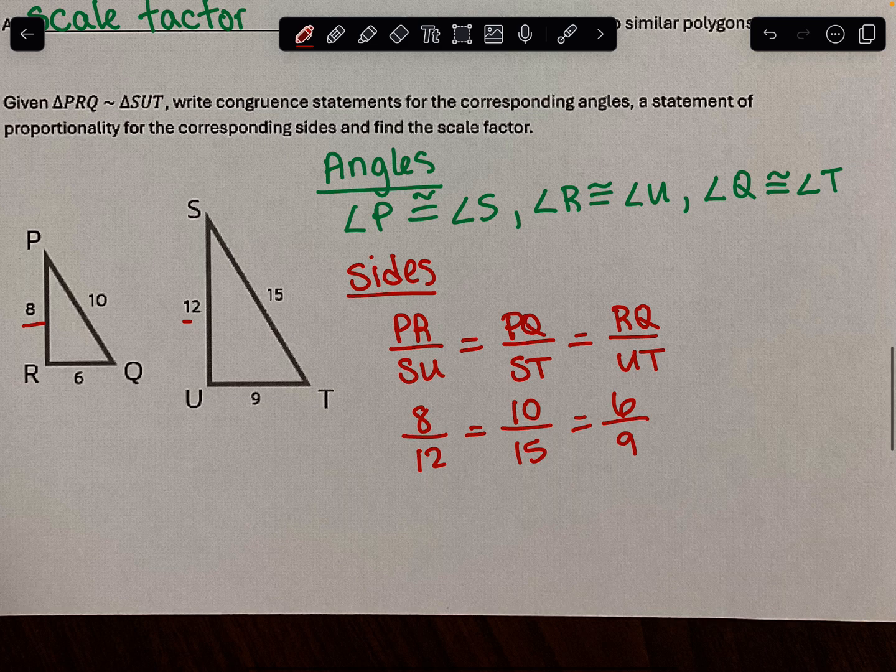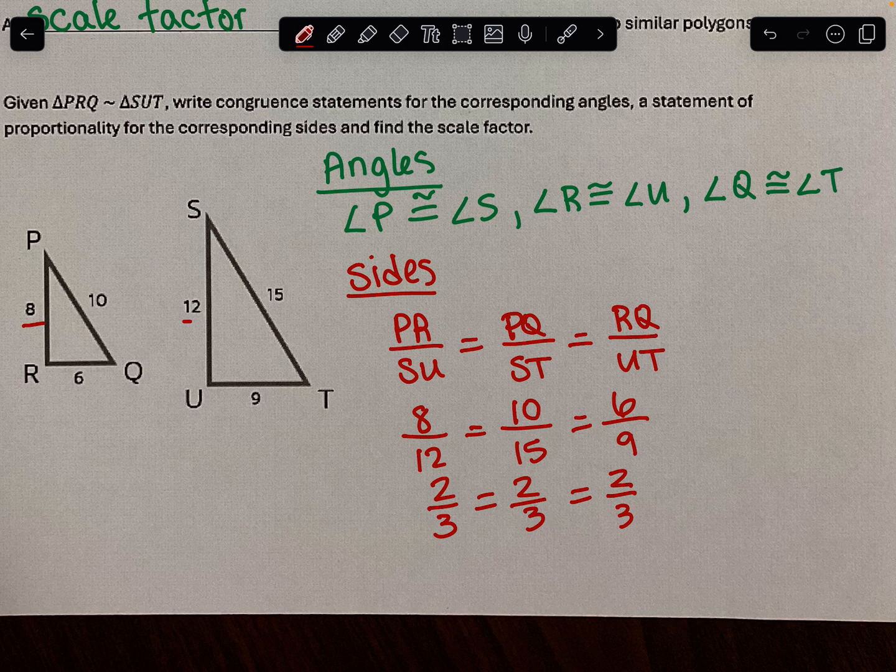Now, can you simplify these fractions? What does 8 over 12 simplify to? 3/4. No. Oh, no. They're both divisible by 4. Yeah, 2/3. Okay, what about 10 and 15? Both divisible by 5. So that would give me also 2/3. Same thing with 6 over 9. Also 2/3. Okay? Now, here's the thing.